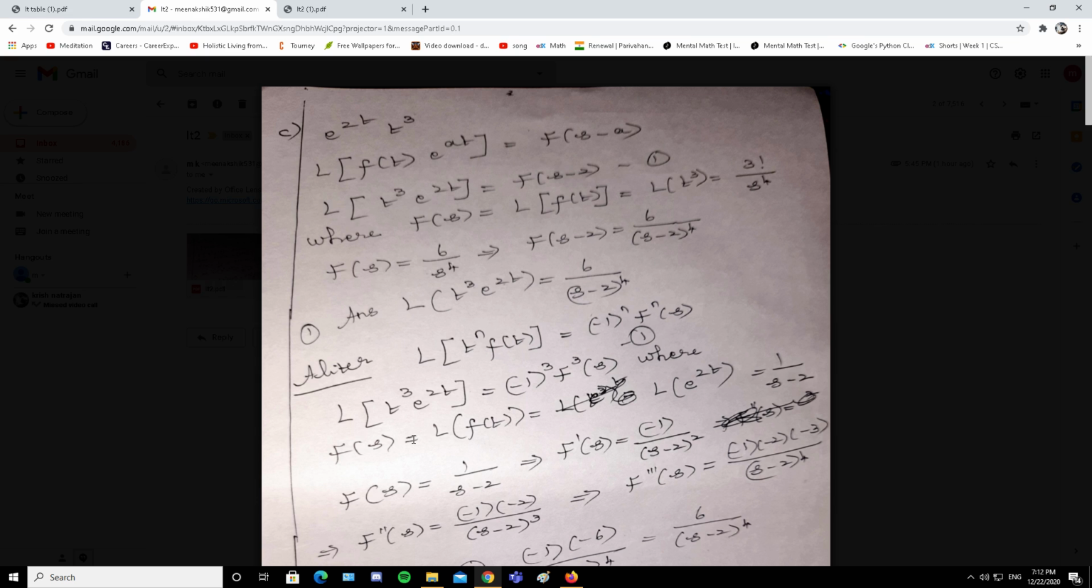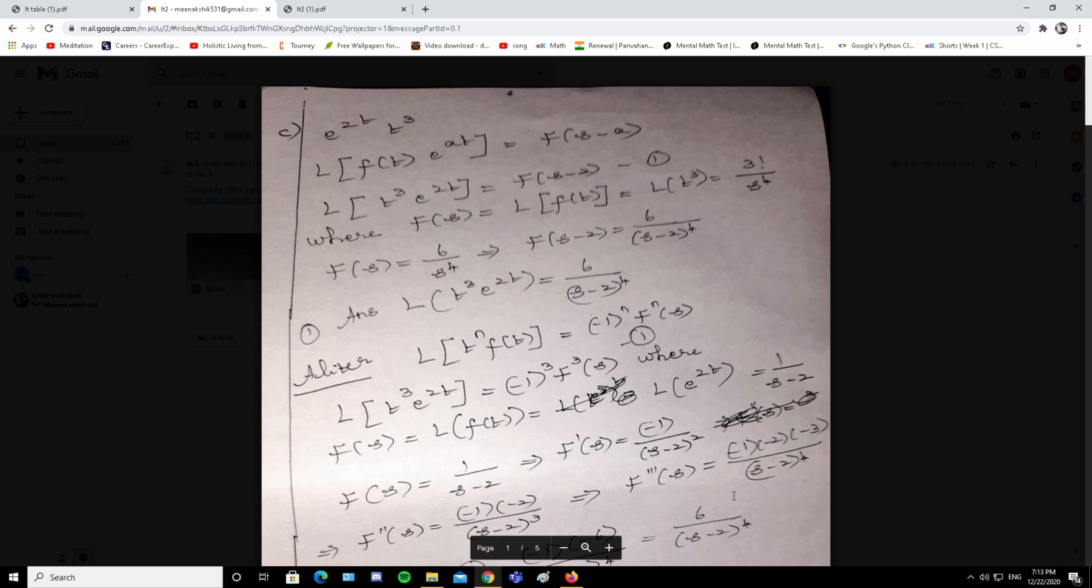So what is F of s? You have to get it through f of t. What is f of t here? You compare with this. In place of t power n you have t cube, and in place of f of t you have e power 2t. So F of s is L of f of t, that is L of e power 2t. What is Laplace of e power 2t? 1 by s minus 2. So F of s is 1 by s minus 2.